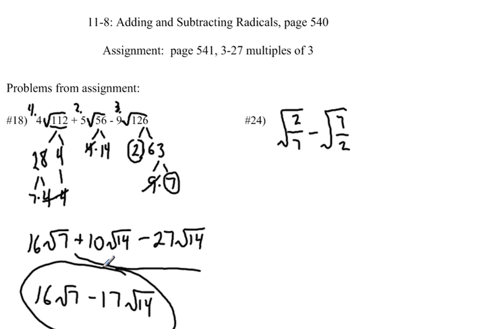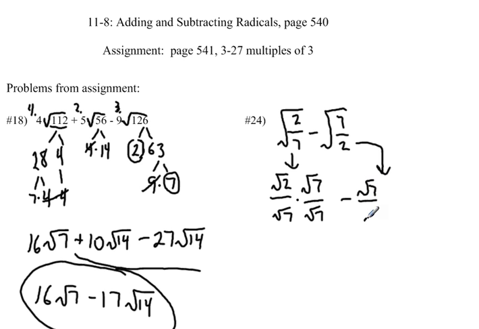And on problem number 24, what you need to do here is rationalize each one of these separately. So you've got the square root of 2 over square root of 7. This is rationalizing the first term. And rationalizing the second term will involve square root of 2 over square root of 2.